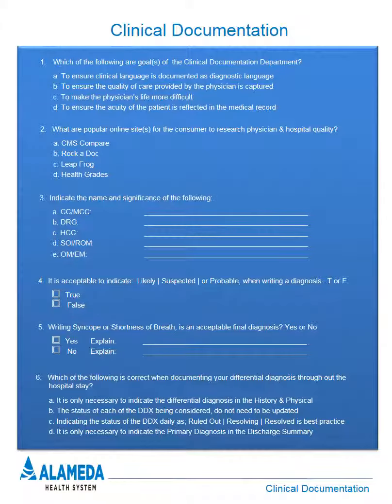C, indicating the status of the differential diagnosis daily as ruled out, resolving, and resolved is best practice. Is absolutely what we like you to do. So as you're ruling out, you might have a list of probable 4 different diagnoses. As you go throughout the medical record every day, we want you to indicate it's resolving, it's resolved, or it's been ruled out.